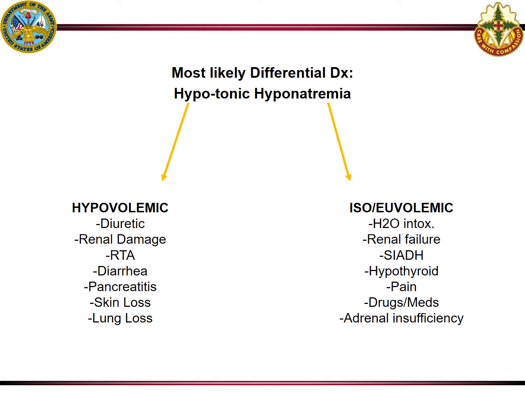The next step in her evaluation was for hypovolemic versus a euvolemic presentation. Her physical exam and labs were consistent with euvolemia. Thus, she met criteria for hypotonic euvolemic hyponatremia, which is the right-hand column on this slide. Her TSH and ADH were normal, and her hemoglobin A1C demonstrated good glucose control at 6.0.